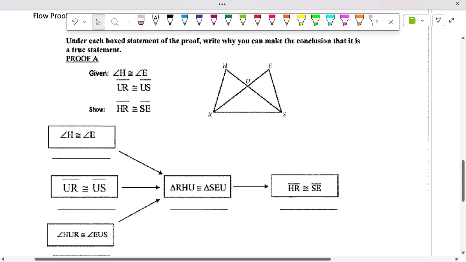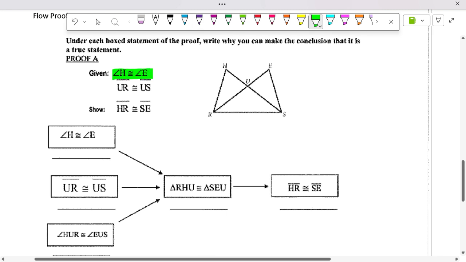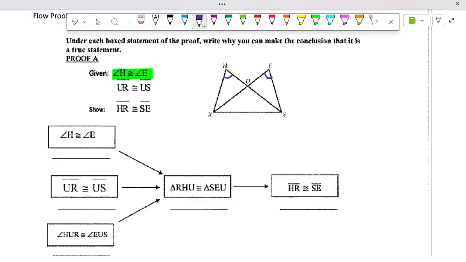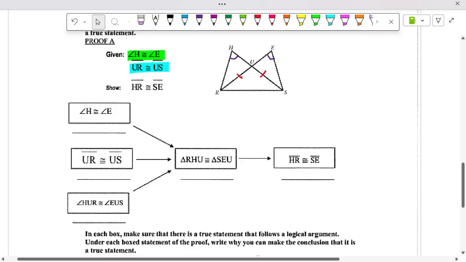So always, here's what I tell my students, always look at what's given and mark what they give you. All right. So they told us that angle H is congruent to angle E. They also said that UR is congruent to US. And they want us to show that HR is congruent to SC. So they want us to show this. So that should be our last statement. Whatever they want you to prove, that's always your last statement.